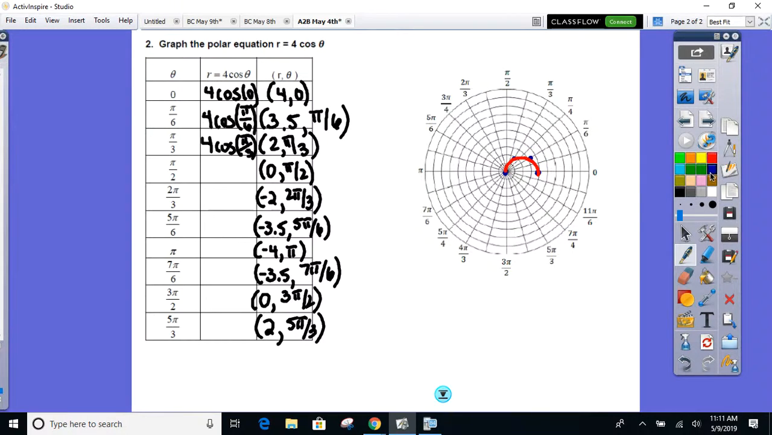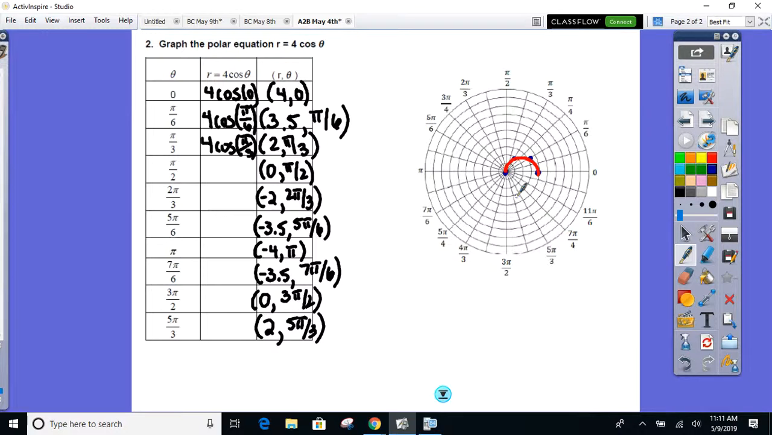Okay, ready? -2, 2 pi over 3. Ready? 2 pi over 3, but it's -2. On the other side of 2 pi over 3, right? So I don't want to graph 2 from 2 pi over 3. I don't want to graph this point here. I want to go on the other side and graph 2 from there.